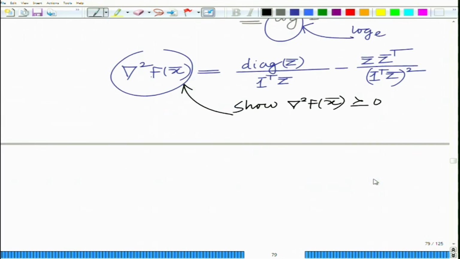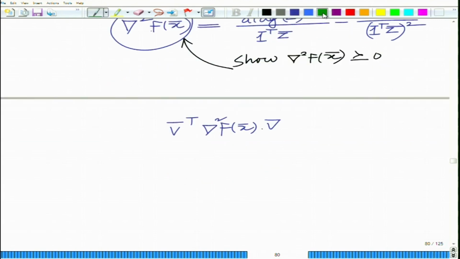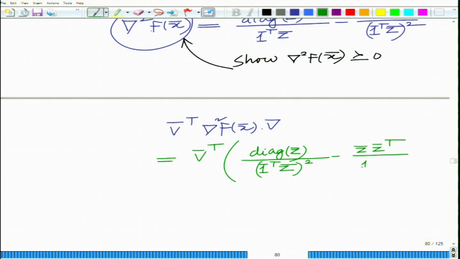Remember we have already defined the symbol which indicates that this matrix, the Hessian, is a positive semi-definite matrix. Now, to show that, we employed the straightforward approach, that is, consider any vector v bar and multiply v bar transpose the Hessian times v bar. Substituting the Hessian, this is diagonal of z bar by 1 bar transpose z bar minus z bar z bar transpose divided by 1 bar transpose z bar square, times v bar.